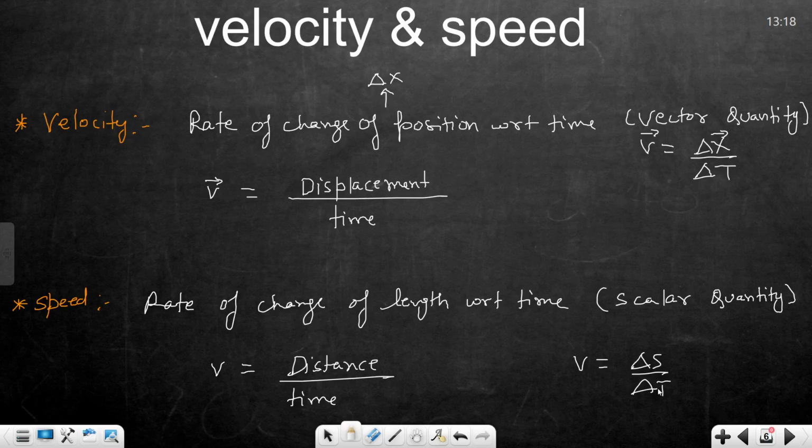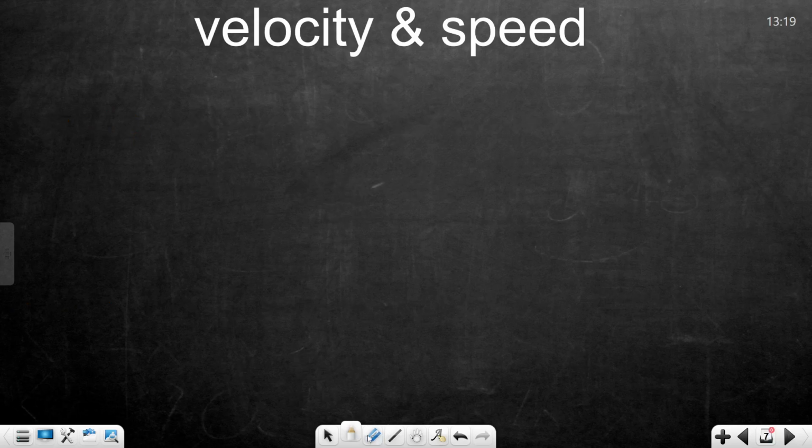Then we will move to the detailed version of velocity and speed. Velocity and speed will have two versions, है ना? दो version होंगे, average and instantaneous. First note down this slide. चलो. So velocity and speed are of two types. The velocity will be of two types. First is average velocity, and second is instantaneous velocity. INST, I will call it instantaneous, okay?